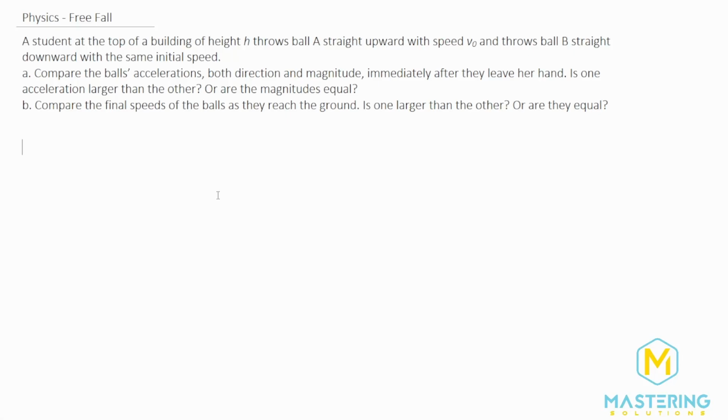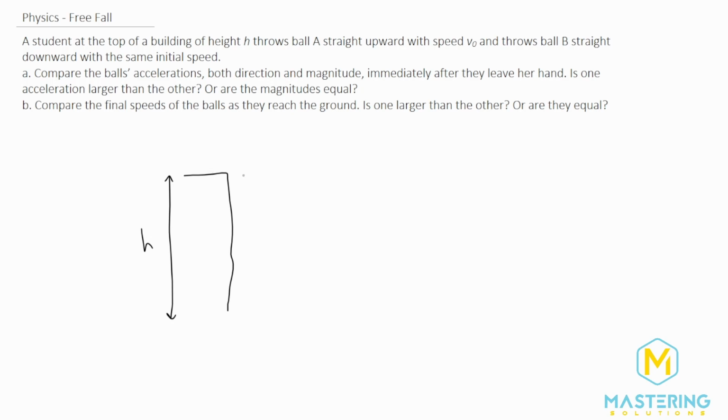Welcome to Mastering Solutions. In this free fall question, they ask us about a student who throws a ball from the top of a building. And they say that she throws two balls, ball A and ball B, from the same height, but one of the balls she throws straight up and one she throws straight down with the same initial speed. So we'll say that she's up here on the top of this building, and from here all the way down to here is the height of the building.